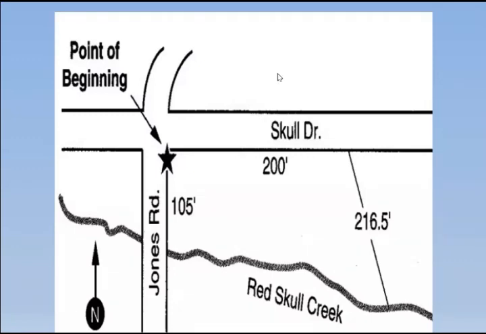Okay, these are all different legal descriptions. You can see where they say beginning in a northerly direction, and they don't go into all the degrees all the time. They'll say 100. In this example up here, the point of beginning, and then it'll give you what the point of beginning is. North on Jones Road, heading east on Skull Drive, 200 feet. So you're not always going to be exact.